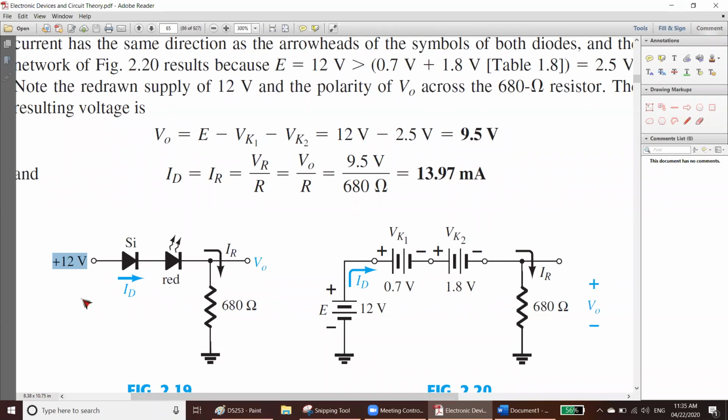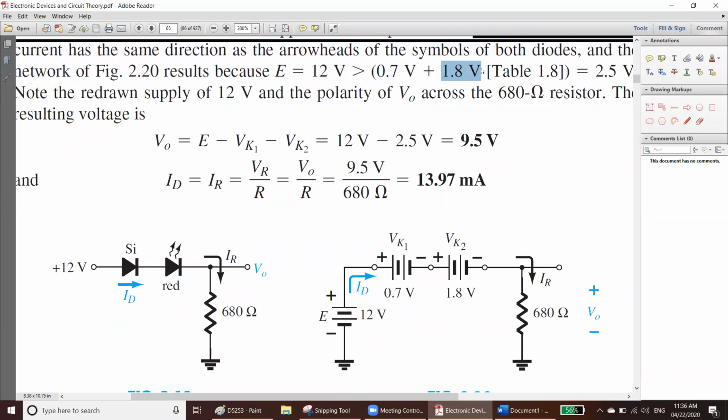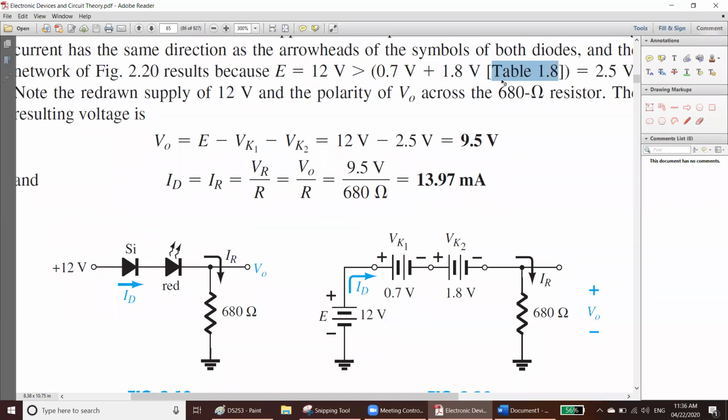So current will flow from this point to the ground, right? So this is forward bias. Both of them are forward bias. Now, in forward bias, silicon takes 0.7 here, and red takes 1.8. How do I know it will take 1.8? It is from table 1.8. Go and see table 1.8.